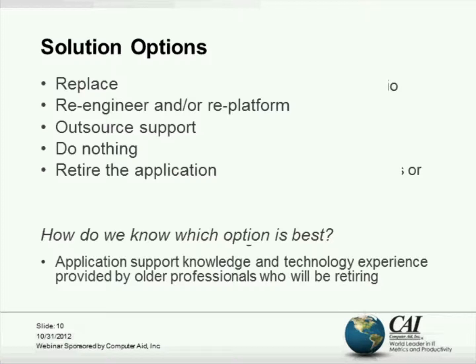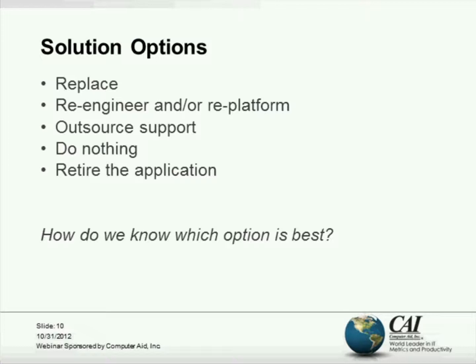So if we do rationalize the applications, what are some of the options that we have? We have this existing inventory of applications. Well, we could replace them. We could re-engineer or re-platform them. We could keep them as is and perhaps outsource support so that it doesn't consume our internal knowledge workers. We could do nothing, simply continue to operate them the way they are. Or finally, we could retire the application. The question is, though, how do we know which of these options is the best option?